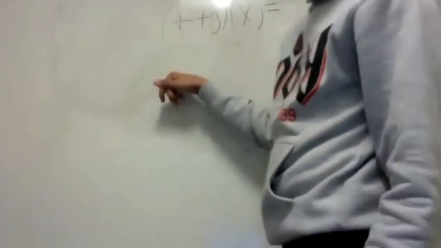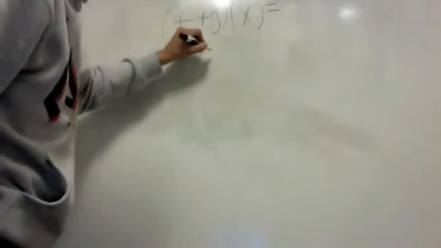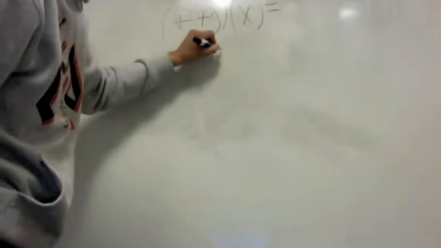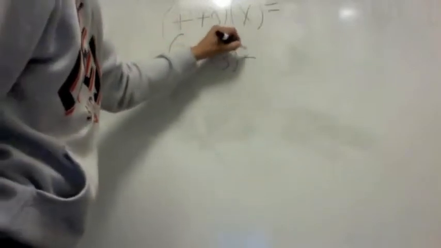So the problem is, f plus g, in parentheses, x equals, I'll just continue it down here, 2x plus 3 plus x squared.